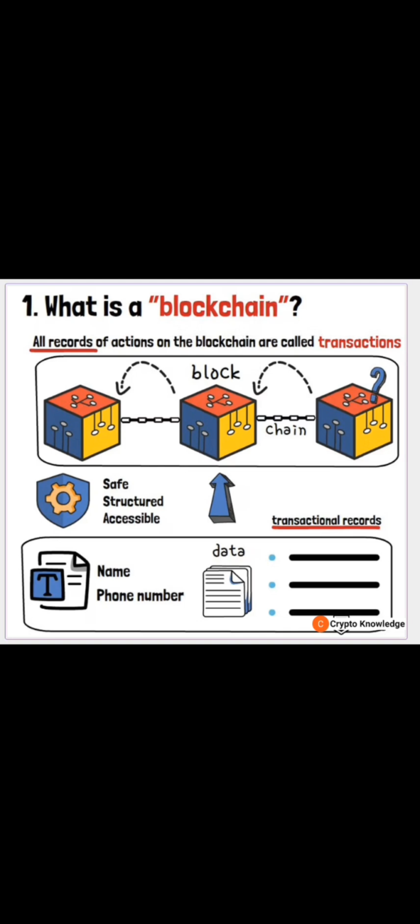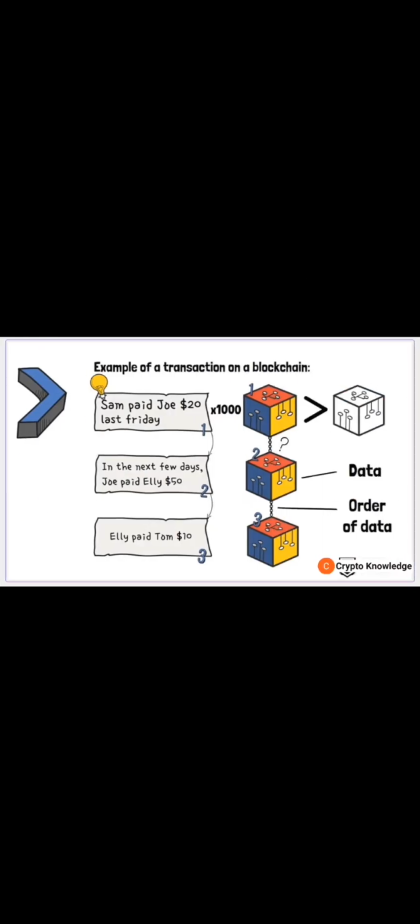Thus, all records of actions on the blockchain are called transactions, even if those actions are not related to any sort of cryptocurrency or digital money anymore. For example, it can be just a textual log or record of something that we want to store on a blockchain, let's say your name or your phone number. Yes, we still call it a transaction record because of the historic matter I just told you about.